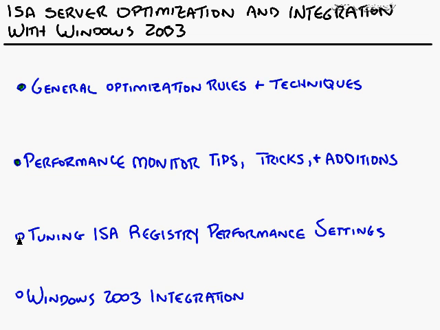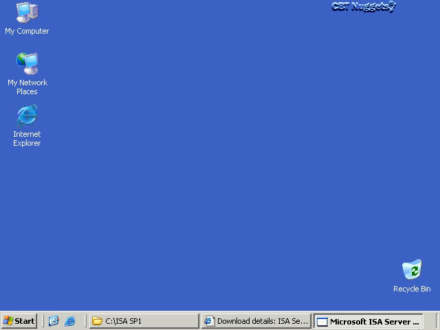We finally got into tuning the ISO registry settings for the down and dirty configurations and how to make ISO Server work with Windows 2003. I hope this has been informative for you, and I'd like to thank you for viewing.